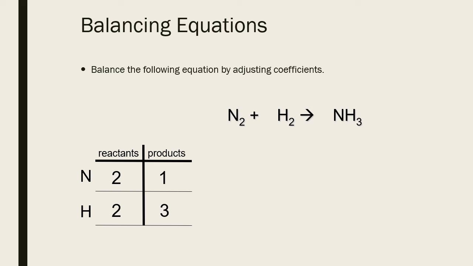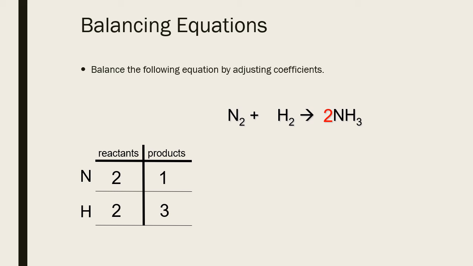So to fix it, let's see if we can fix our N's first. I need to add something to the front of this to multiply this N, which there's 1 N. I need to multiply it by something to get 2. So I'm going to add a 2 here. Notice that I put the 2 at the front. It didn't go in the middle, and I didn't put a little 2 here, like N2H3. Can't do that.